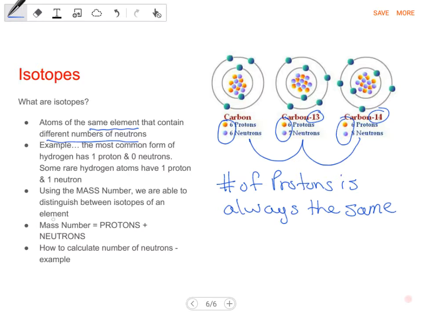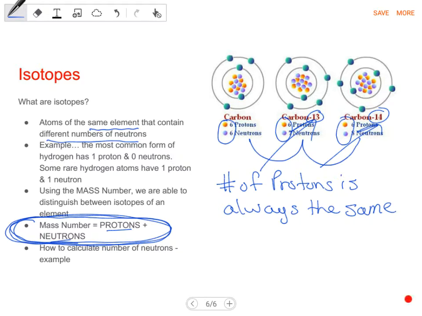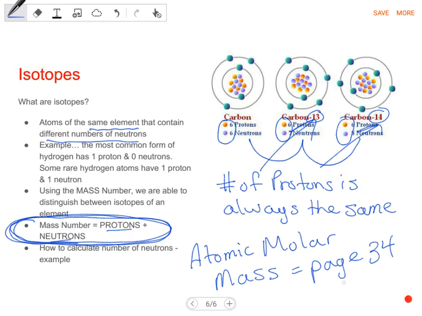Basically, this leads into something that is valuable to know. I'd like you to maybe make a note of this: mass number. The mass number is equal to the protons plus neutrons. And you can see that in this example of the carbon right here. Now, if you want to figure out the number of neutrons specifically, because on the periodic table it won't be given to you, there is something called the atomic molar mass. And if you want to see that example, it is on page 34 of your textbook.